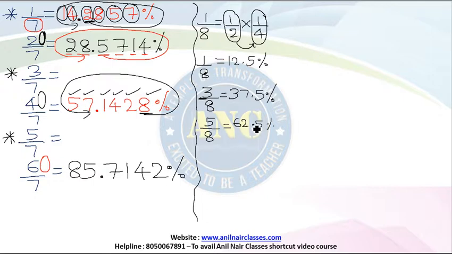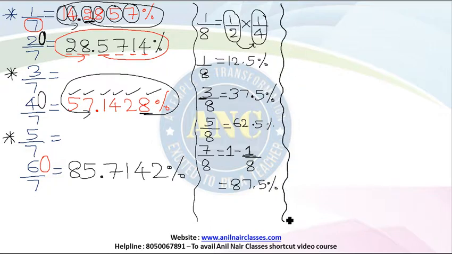Next, it is 6 by 8. 6 by 8 is nothing but 3 by 4, already written. Next, it is 7 by 8. 7 by 8 is 7 into 12.5. You will get the value, or 7 by 8 can also be written as 1 minus 1 by 8. 1 is 100%. 1 by 8 is 12.5%. 100 minus 12.5 is 87.5%. I hope the logic is clear for you people.